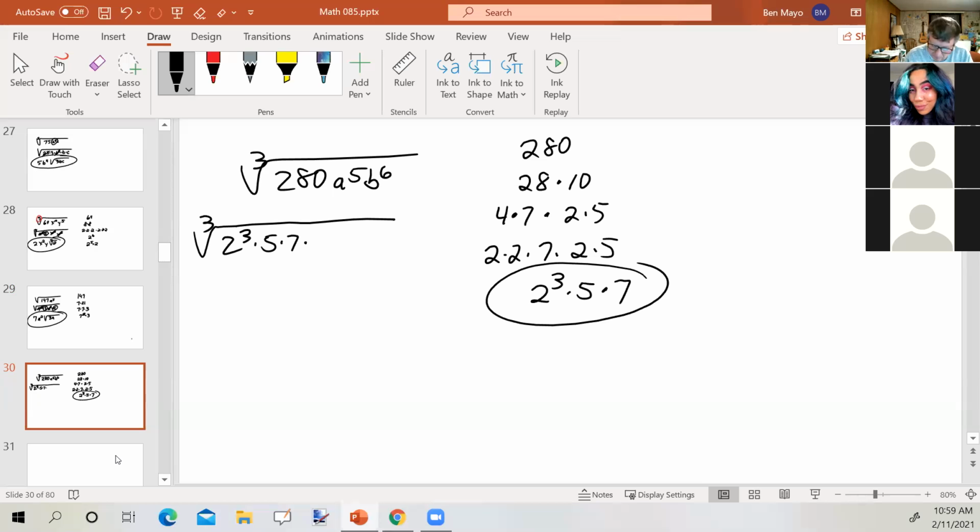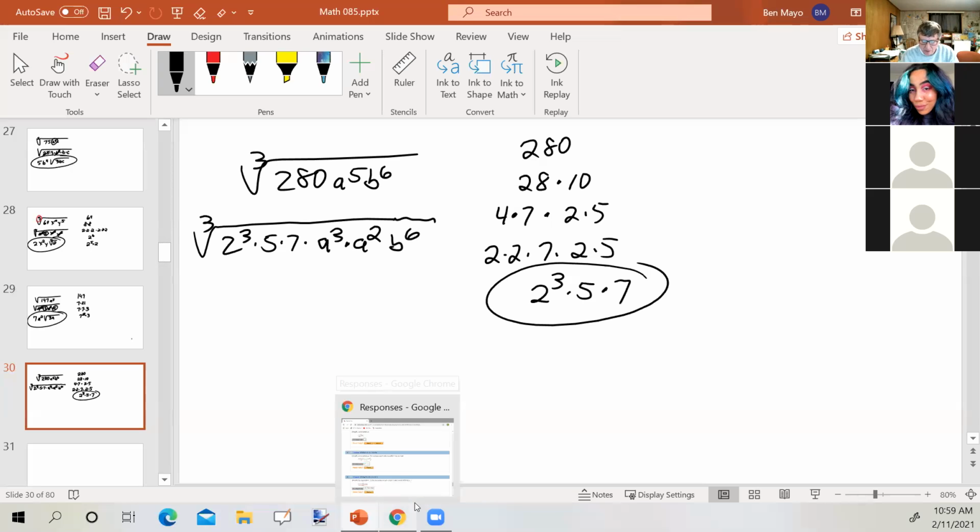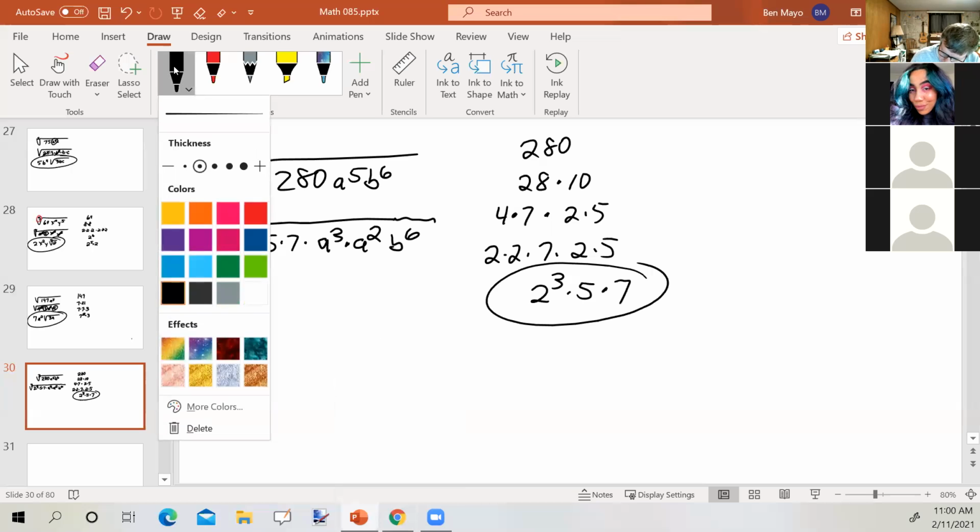A to the 5th power, I'm going to take an a cubed out and have an a squared left over. B to the 6th power, 6 is a multiple of 3, so I'm going to leave that as b to the 6th power. Okay, so I want my exponents to match the index, the 3, or be multiples, like as in the 6. Okay, so here we go.